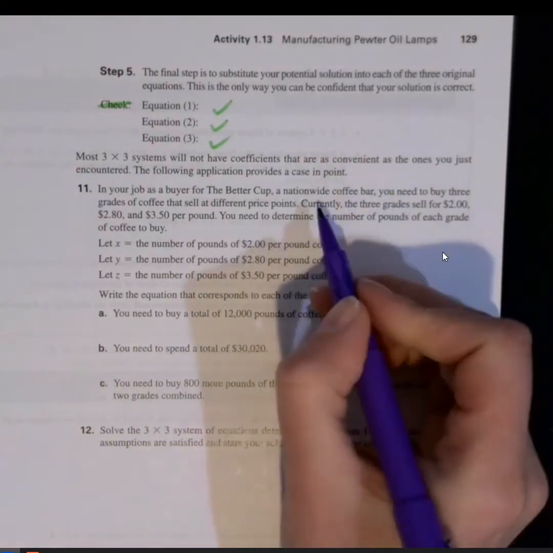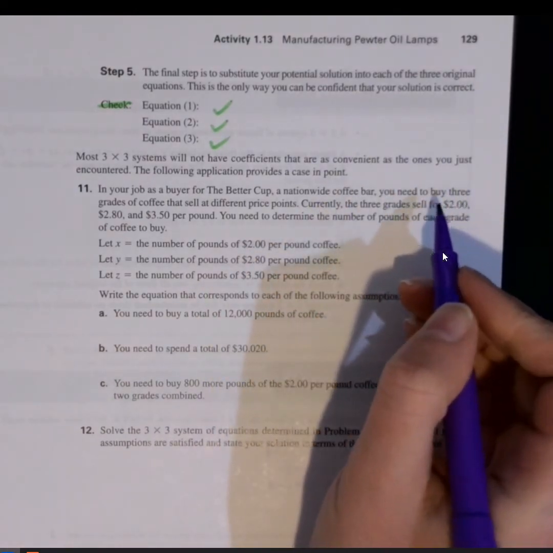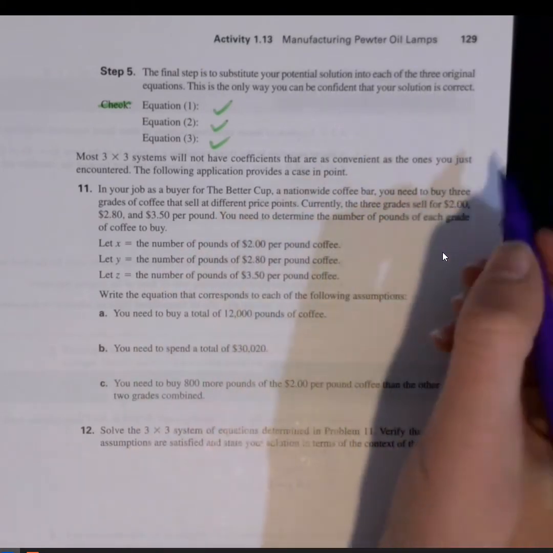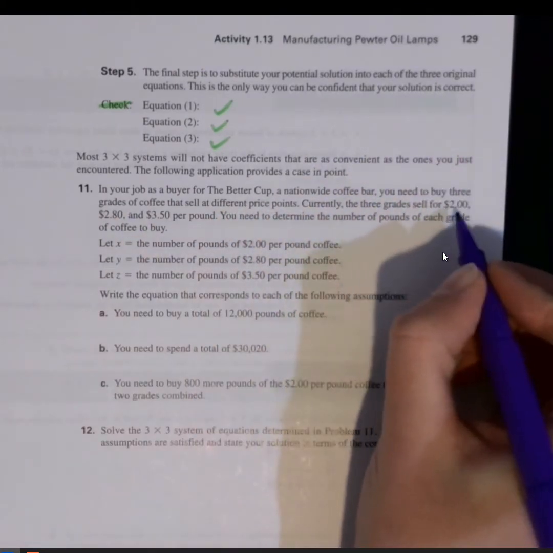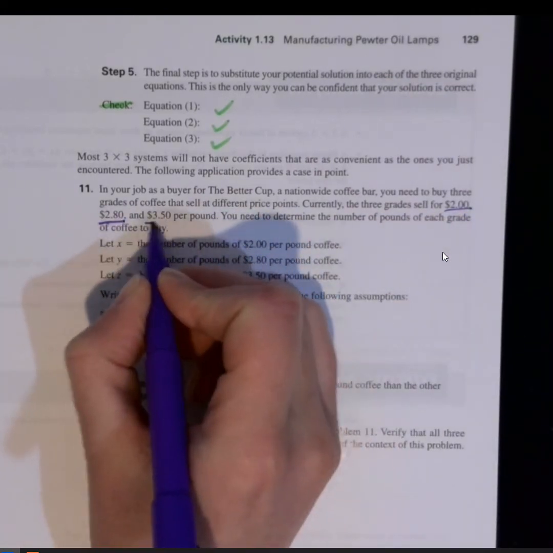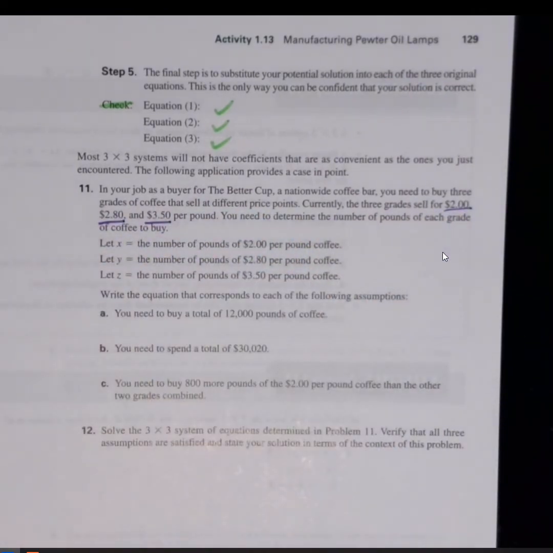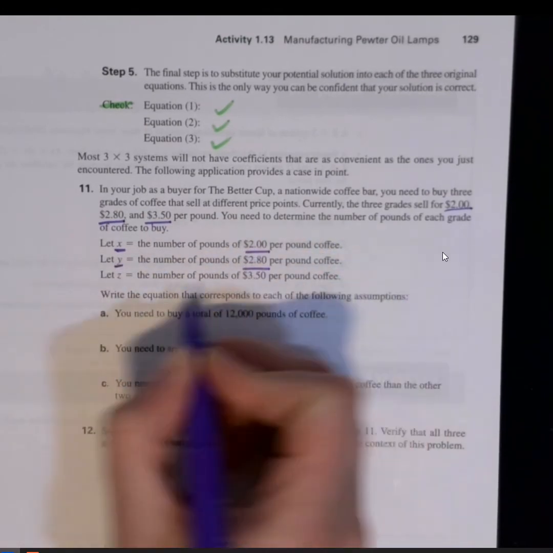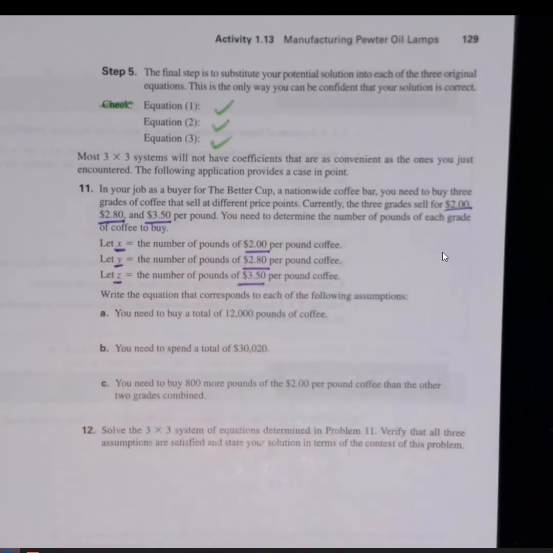Okay, we're going to buy some coffee. We're a manufacturer, buying for a coffee company. We need to buy 3 grades of coffee that sell at different prices. So we are going to buy some $2 coffee, some $2.80 coffee, and some $3.50 coffee. And we need to determine how many pounds of each. So X is going to cost $2, Y is going to cost $2.80, and Z is going to cost $3.50.